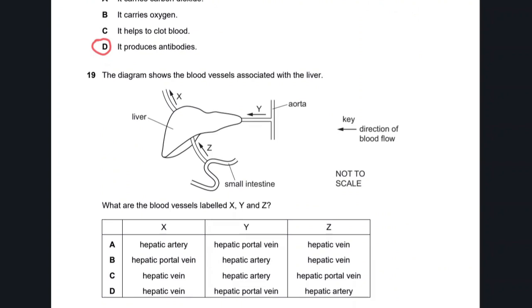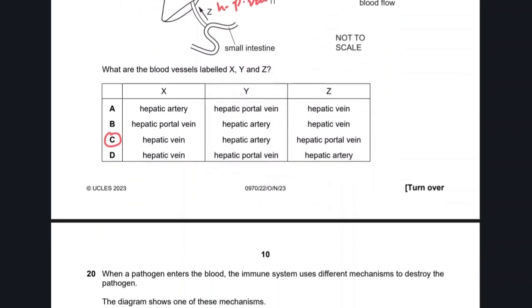The diagram shows the blood vessels associated with the liver. Let's label the diagram. First, what is the Y? The blood vessel which is carrying blood from the aorta. That will be the hepatic artery because it carries blood towards the liver. And then Z is the connection from the intestine, that will be the hepatic portal vein, and the X will be the hepatic vein. So these are the three vessels which are connecting with the liver. So X will be the hepatic vein, Y is the hepatic artery, and Z is the hepatic portal vein. C is the right answer.